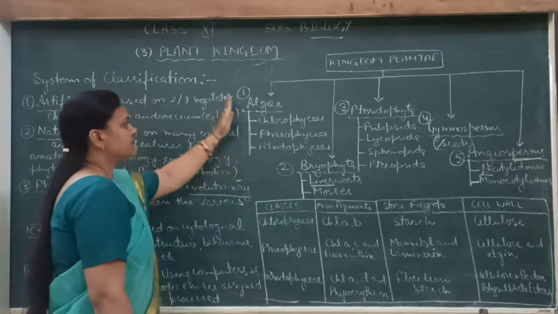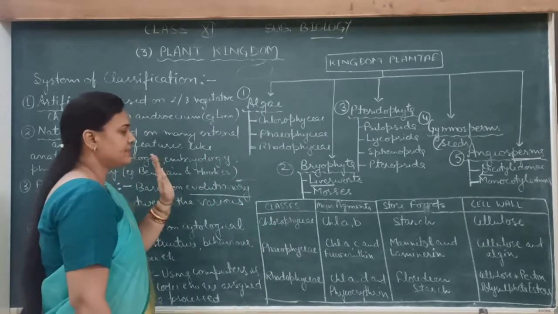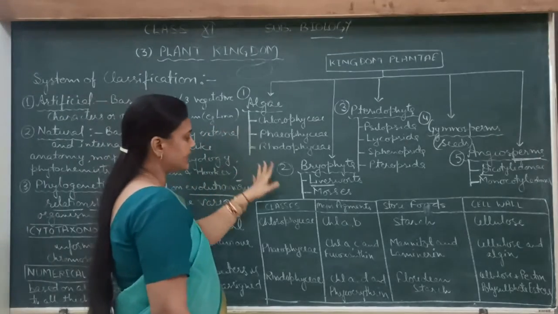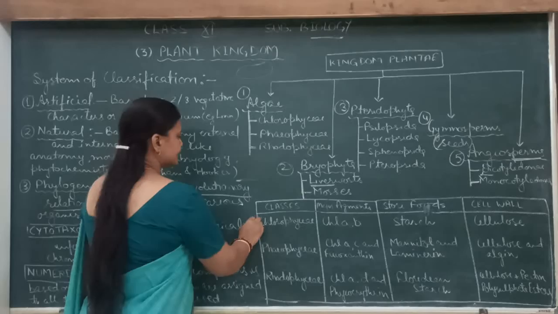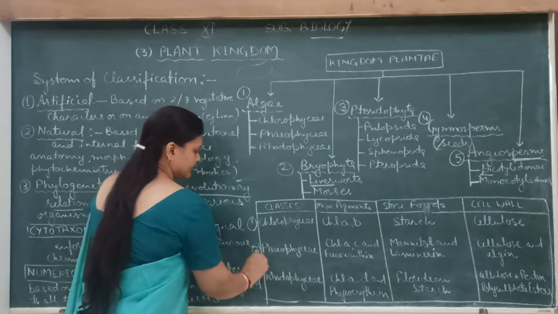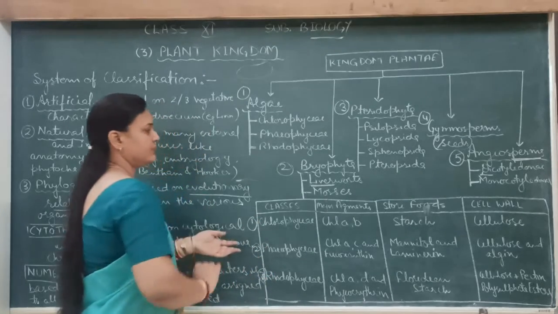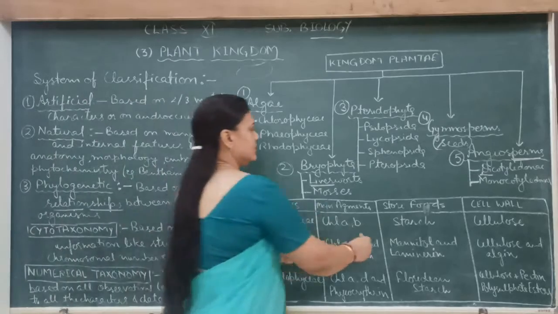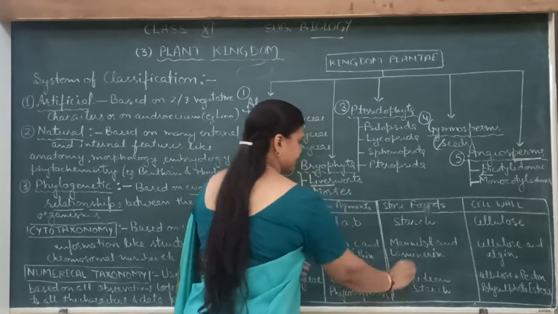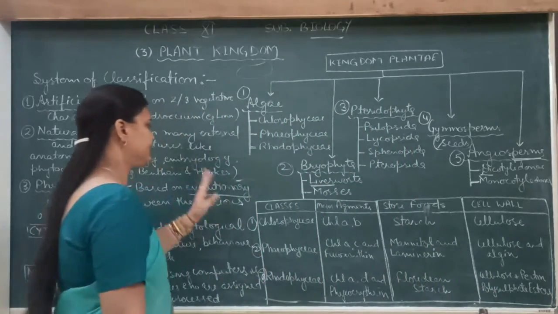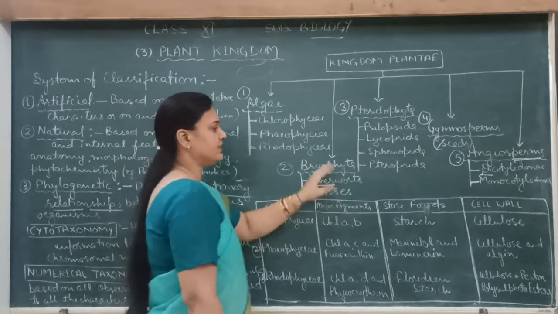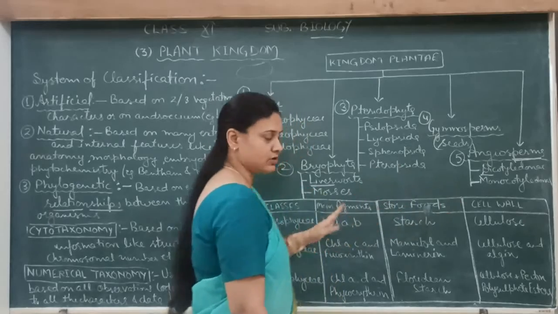Now we come to the first category, that is algae. In our syllabus only 3 types of algae are there. So we can learn these classes by the differentiation process. These are the major things: the major pigment, stored food and the cell wall.